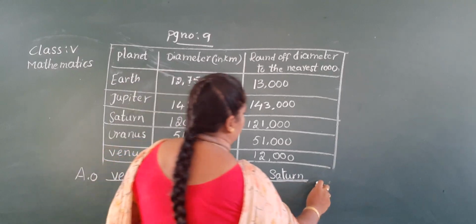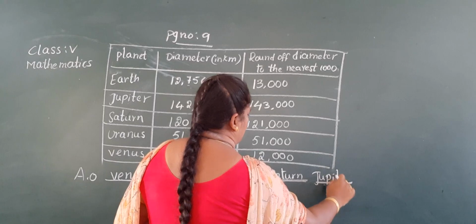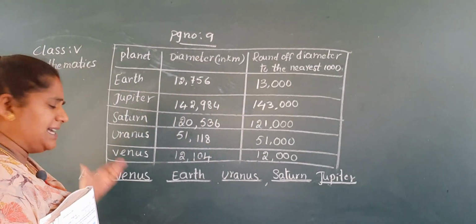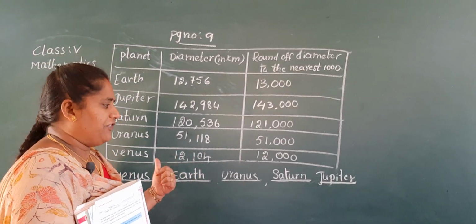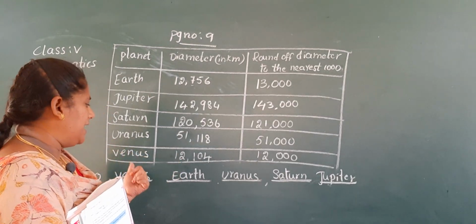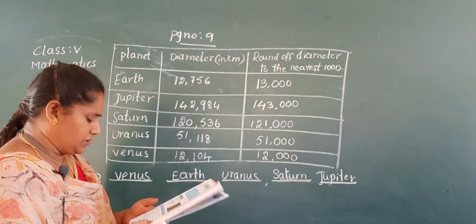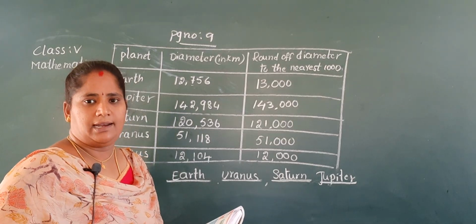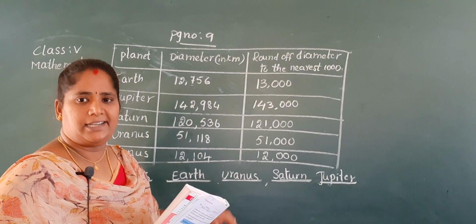And next one, 143,000, Jupiter. Like this, we have to arrange the diameters of the planets, either in ascending order or descending order. Why? Because the question does not specify which. They are not specifying whether ascending order or descending order. What they are asking is, arrange these planets according to their diameter. So we will write the diameters in ascending order as well as in descending order.